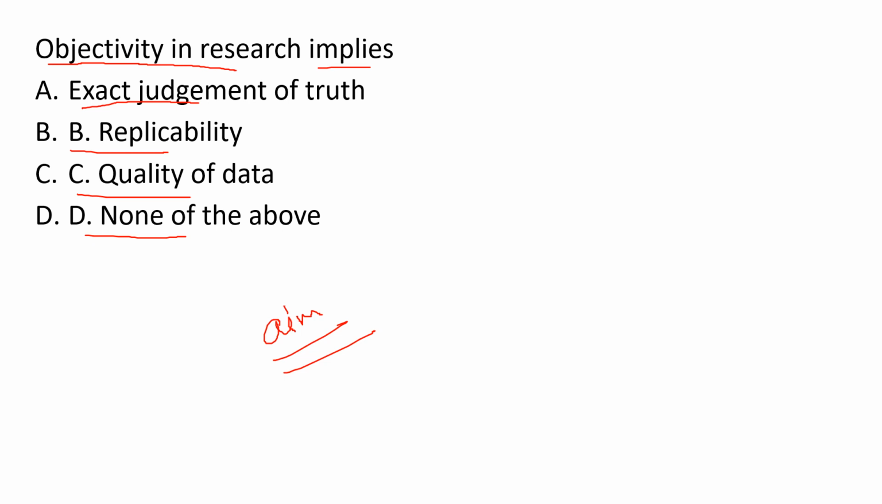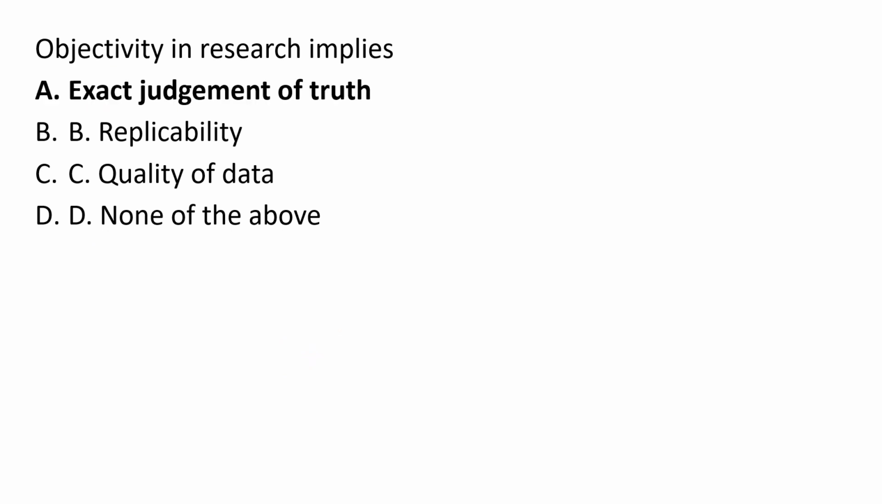Now why has the objective been selected? To get the exact judgment of the truth. The researcher is trying to find out the objective, or trying to reach the target, to find out the exact judgment of the truth. So the answer here is option A. Objectivity in the research implies the exact judgment of the truth.